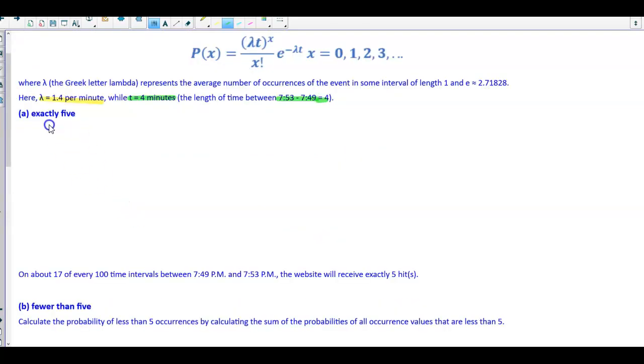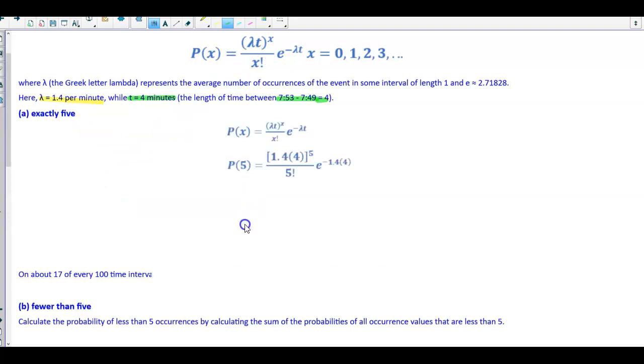Okay, now when we want to find the probability of exactly 5, we're going to use this formula. Looking at this formula, what does each represent? Well, we know that lambda represents 1.4. We know the value of t represents 4. And since we're looking for exactly 5, we know that the value of x is going to be 5. Now we need to plug this into our formula, so we need to work order of operations.